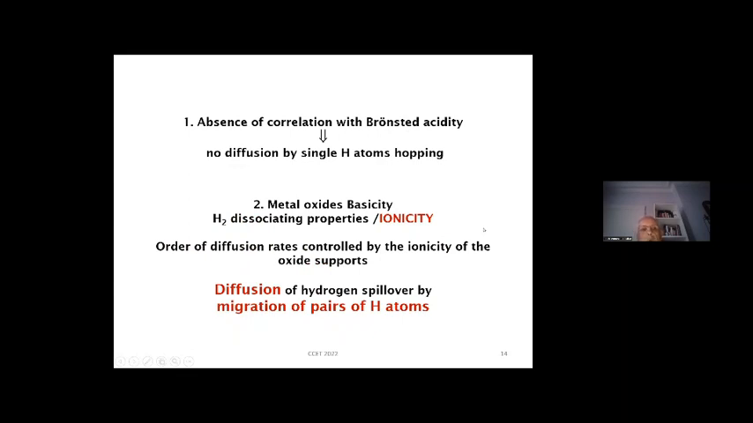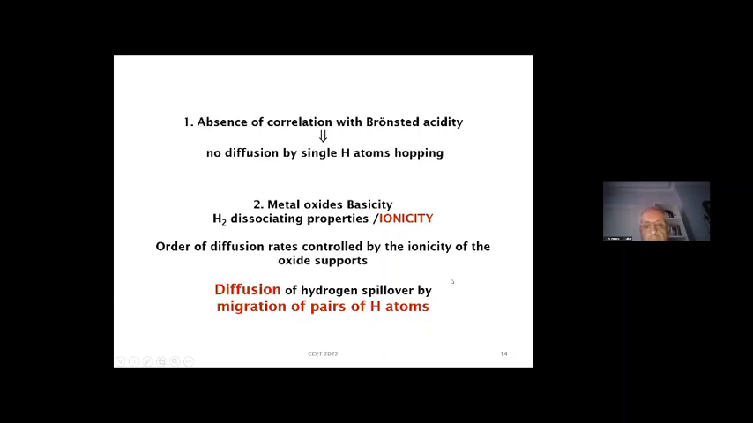So our conclusion from this table: absence of correlation with proton acidity signifies that there is no diffusion by single H atom hopping, as generally believed in the literature. If we examine the metal basicity of the metal oxide, it corresponds to their H2 dissociating properties, that is, to their ionicity. So the order of diffusion rates of hydrogen spillover is controlled by the ionicity of the oxide support.